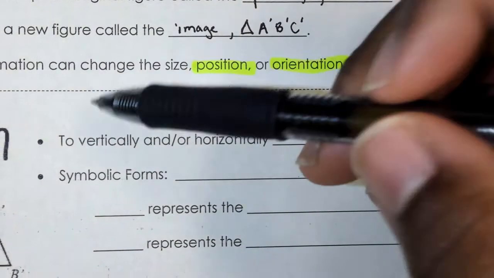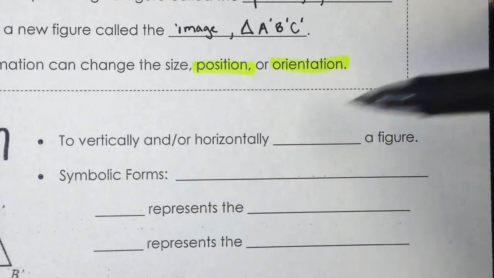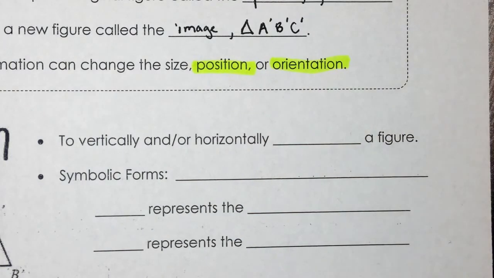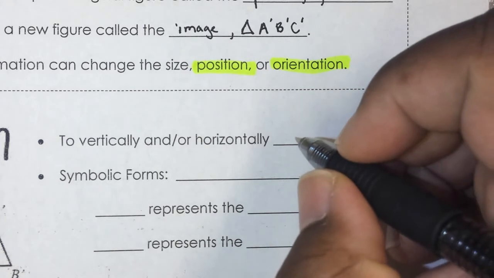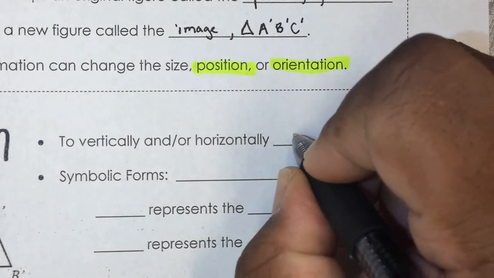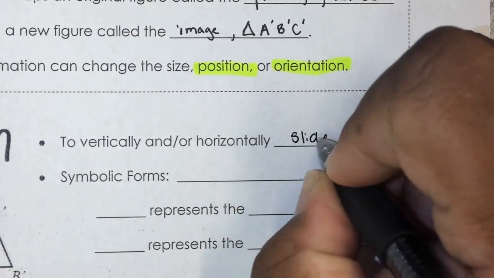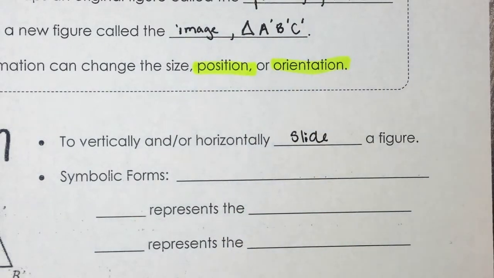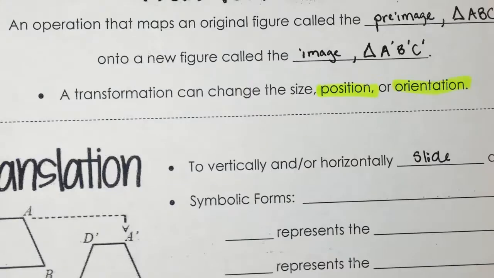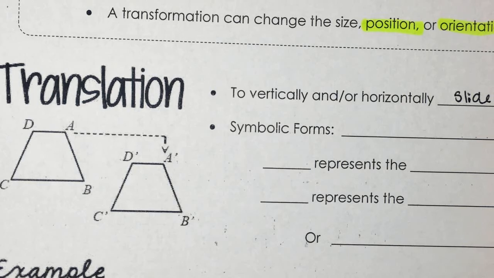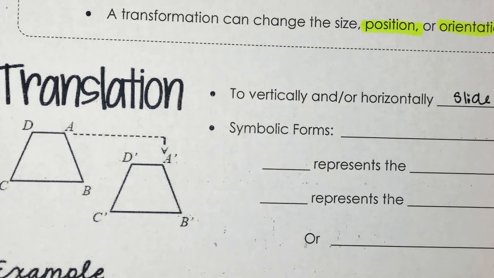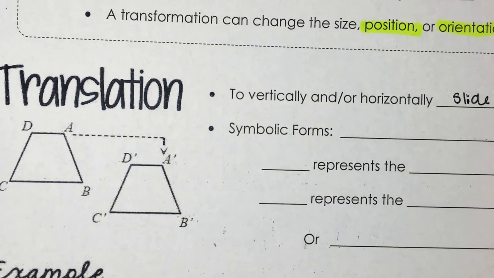Alright, a translation. To vertically and horizontally slide a figure, that's what we call a translation. It's just a slide. All you're doing is sliding this one. So when you do a transformation, the main thing you should know about your image is that all the letters and stuff should be in the same position. The image should just be shifted over: up, down, left, right, however we want to move it. In symbolic form.